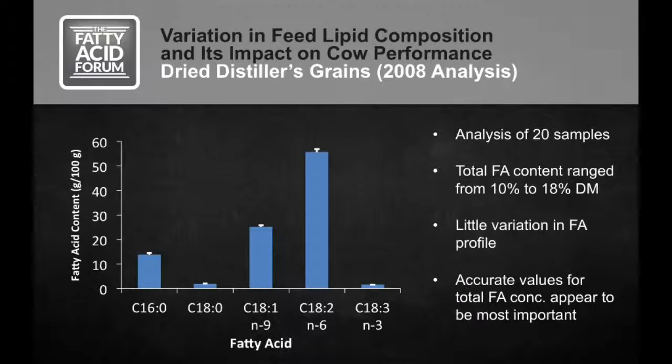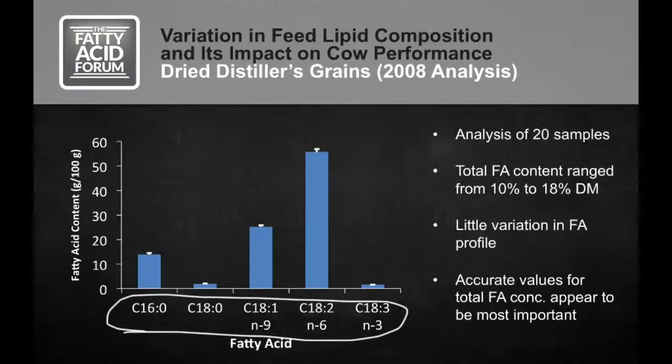So now moving into some examples of different feedstuffs, I wanted to start off here looking at distillers grains. This is some analysis we did a few years ago now, looking at 20 different samples that were sent to us from a commercial lab, looking at total fatty acid concentration and fatty acid profile. In this example, total fatty acid concentration ranged from 10 to 18% dry matter, so a large variation. And then also in the figure here, showing our 5 major fatty acids, as I highlighted in the previous table, and then the composition of the distillers grains here.